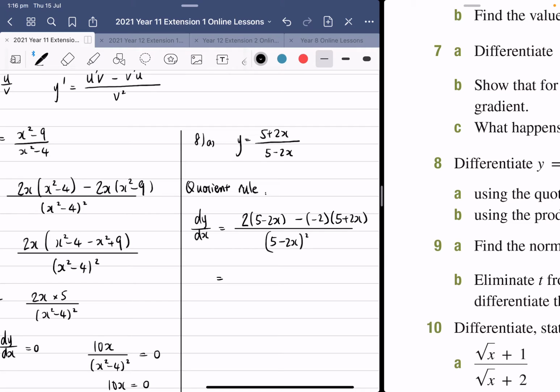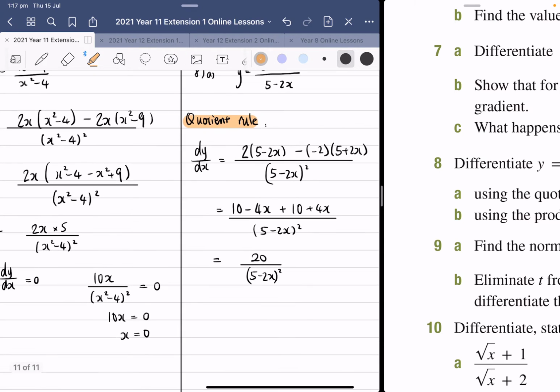Once we finish that, we expand and simplify the numerator, so that gives us 10 minus 4x, that becomes a plus, so plus 10, and then plus 4x. So at the end, the answer is pretty straightforward. It is 20 over (5 minus 2x) all squared. So this is just using the quotient rule to do the question.